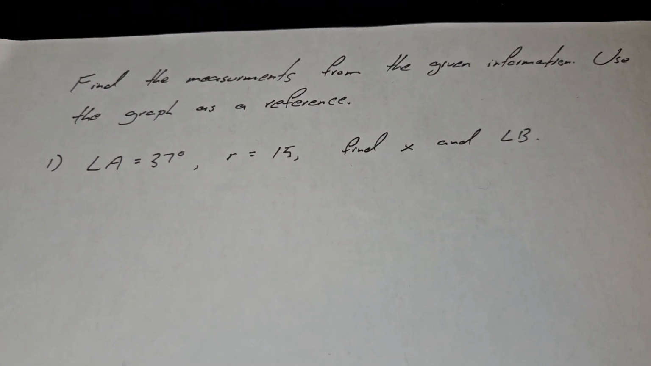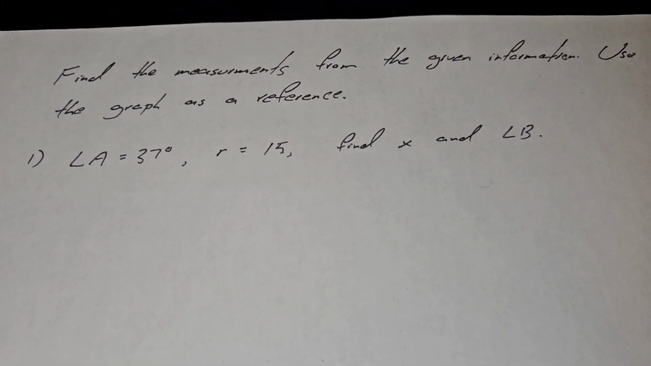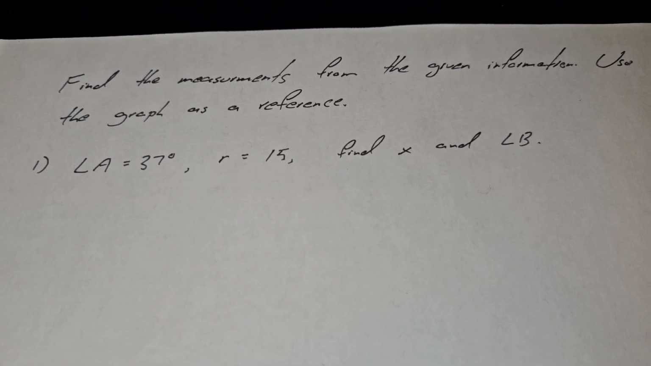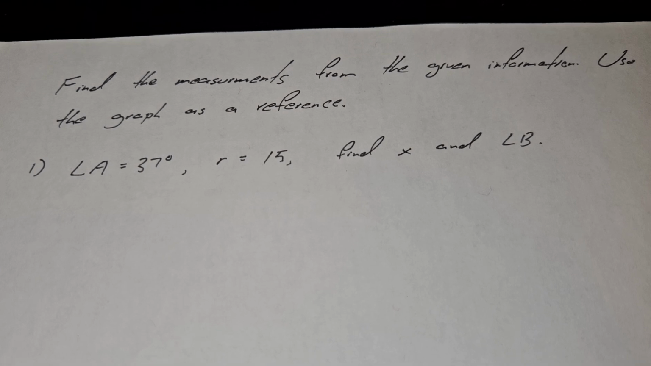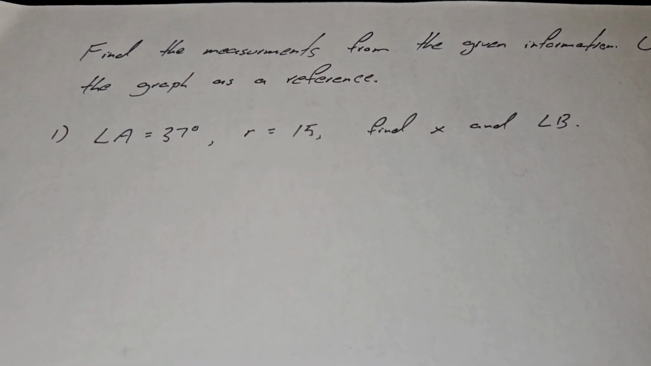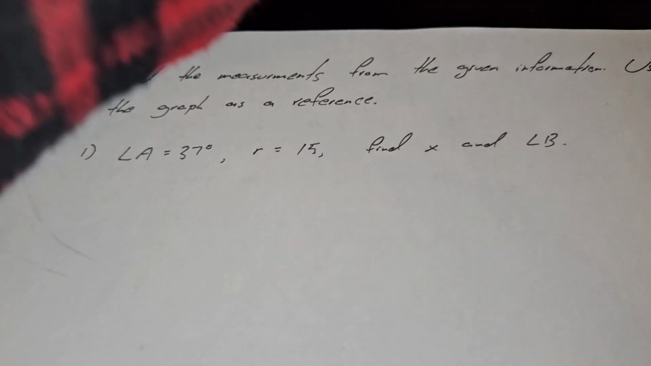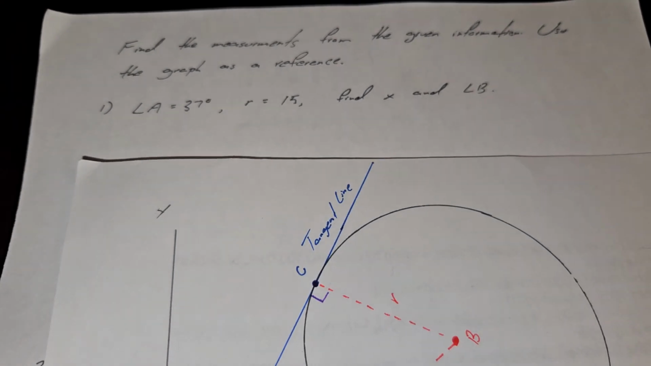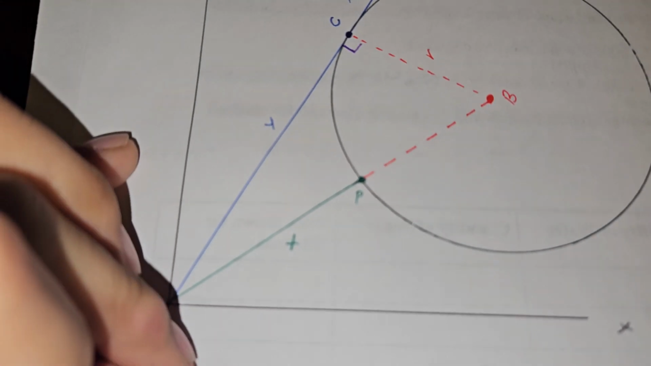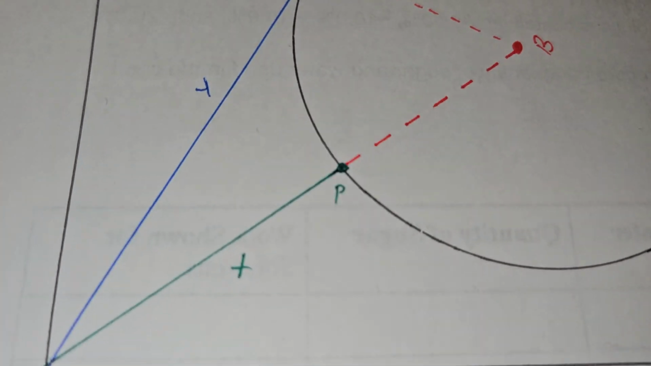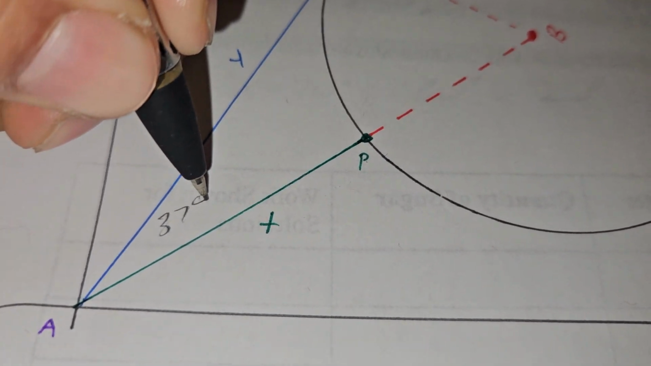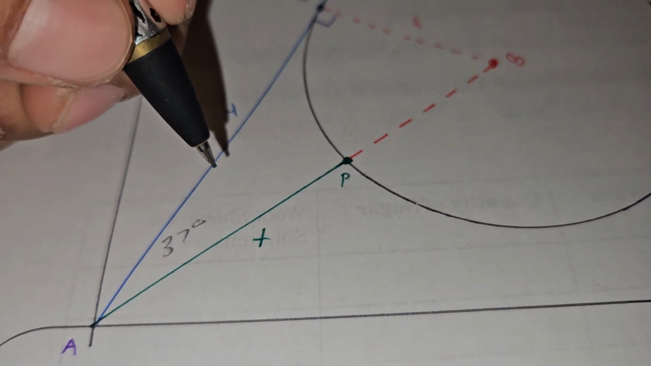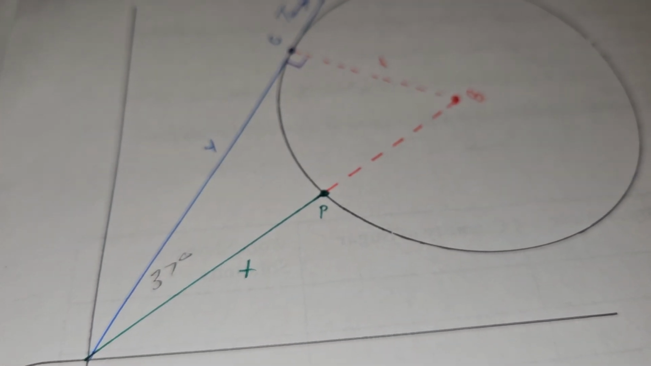So let's start with number 1. It says angle A is equal to 37 degrees, R, the radius, is equal to 15, and find x and angle B. So we're going to use a pencil, and we're going to use our graph. So this is point A, and this is going to be angle A, and this is going to equal 37 degrees. We're going to have to erase this later when we move on to other problems. That's why we are using pencil.